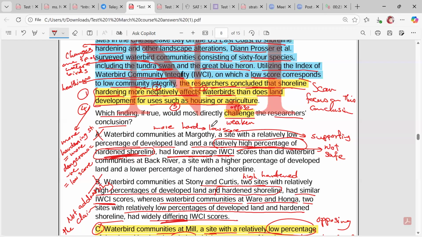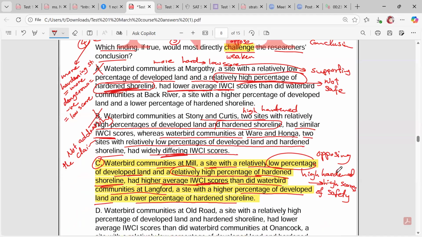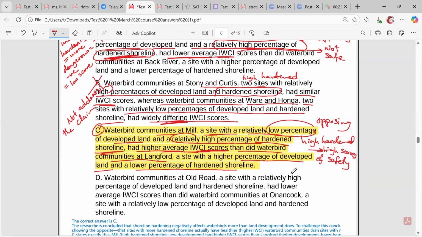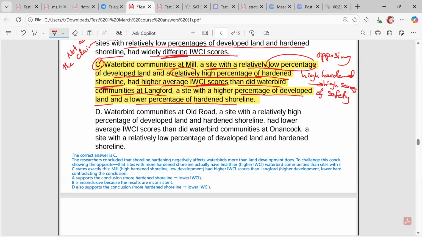More hardened, low score; more land development, high score. I want the opposite of this: high hardened, high score, and this is proving the opposite of what they want. Here I have high developed land and high hardened shoreline with lower scores. So this also supports. Okay, so this one is support.